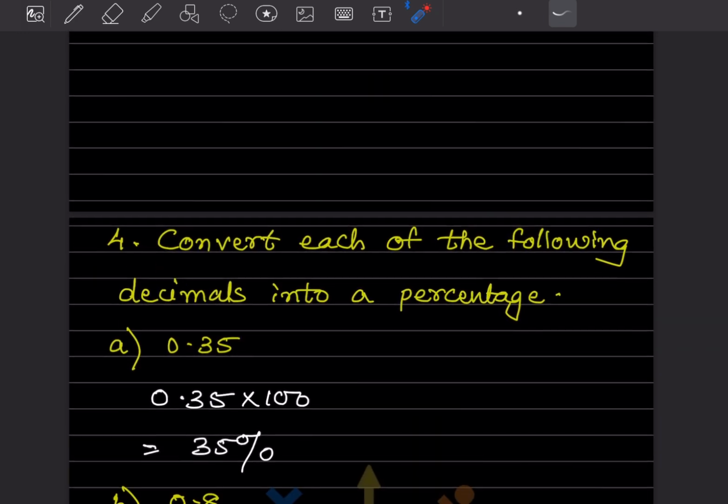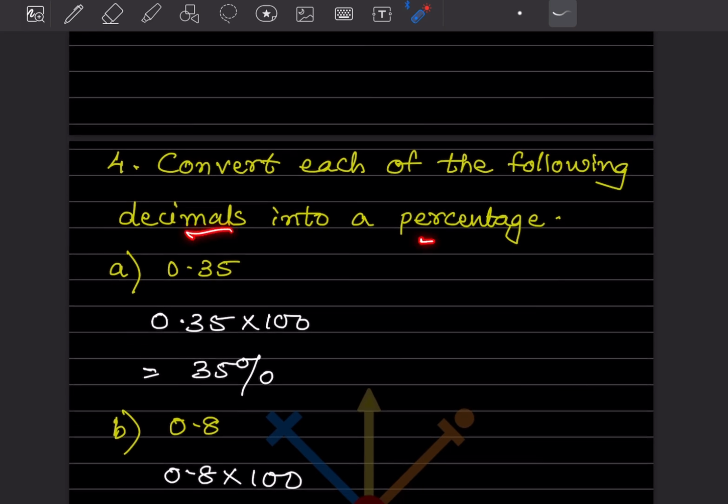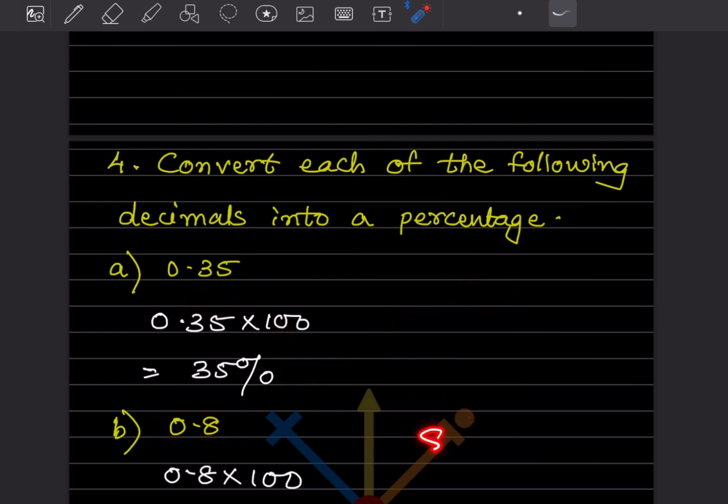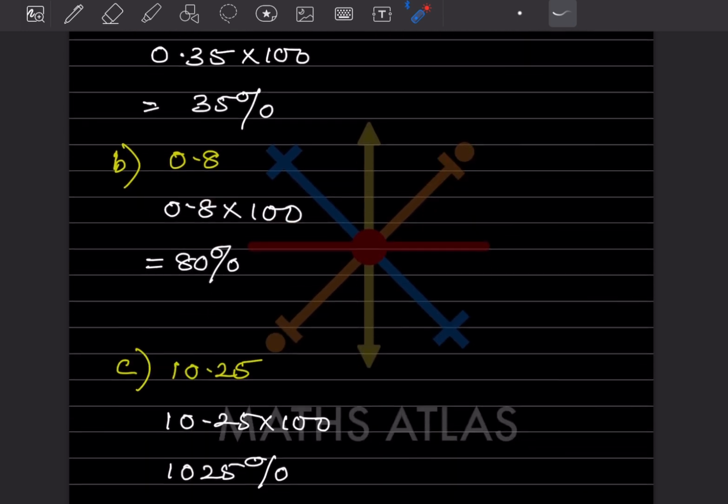Now here we have to convert each of the following decimals into percentage. The decimals into percentage means you are going to multiply by 100. So 0.35 into 100, so you will write your 35, 2 zeros, and you will go backwards by 2 digits. So this will be 35%. 0.8 means 0.8 into 100. So you will write here 8, and these 2 zeros, you will go backwards by 1. So that is going to be 80%.